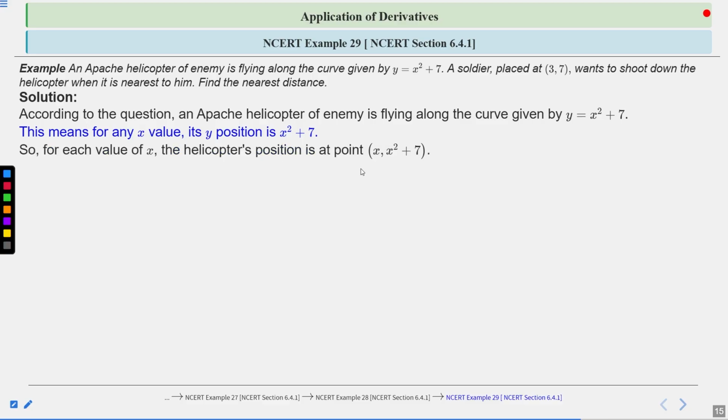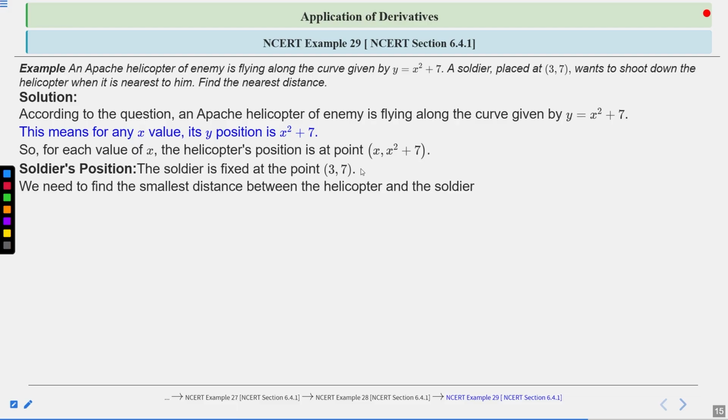For each value of x, the helicopter's position is at the point (x, x square plus 7). Now, the soldier's position: the soldier is fixed at the point (3, 7).